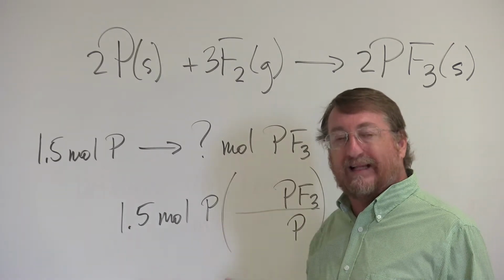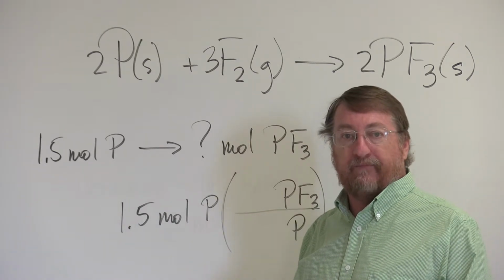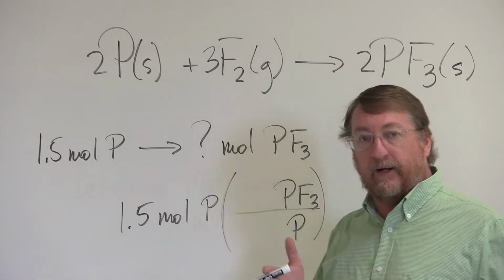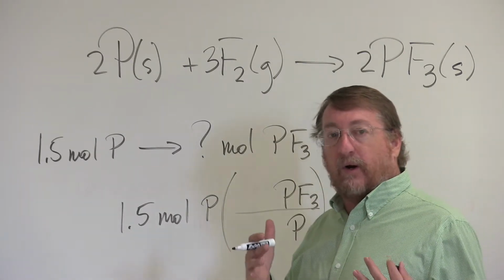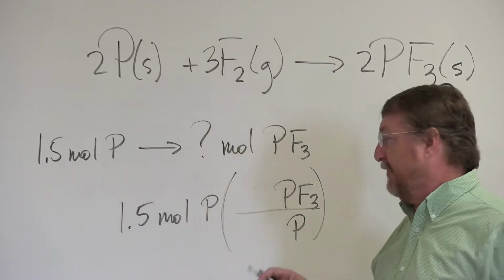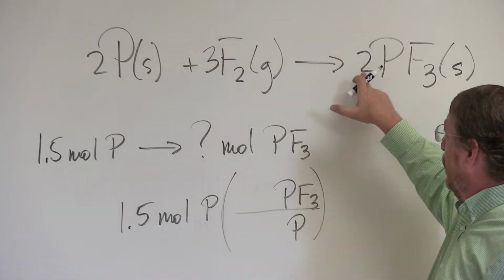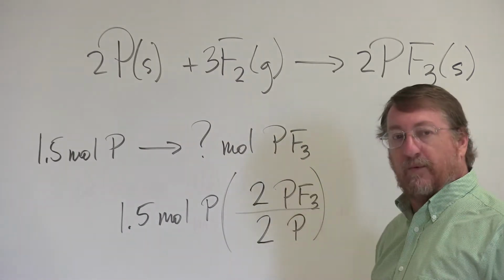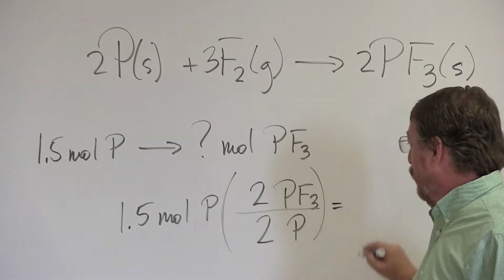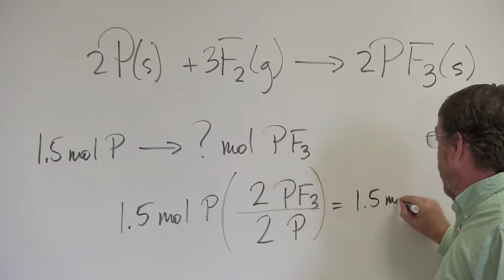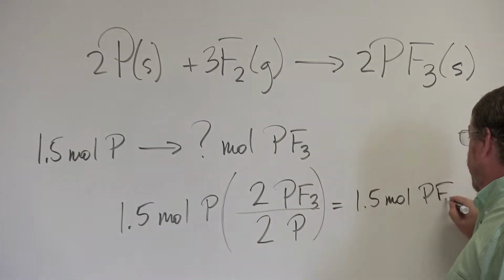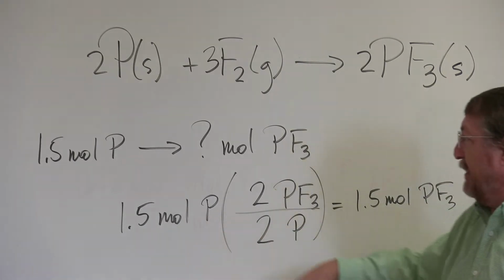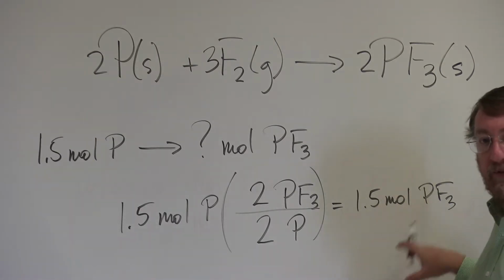A lot of times the problem will say in excess fluorine. That means there's plenty of it available. We don't have to worry about it. We'll talk about it later in a different video about what do we do when we don't have plenty of it available. Okay, so the ratio here is built on the moles. So there's 2 moles of PF3 for every 2 moles of phosphorus. So that means that we're going to produce 1.5 moles of PF3. Okay, so 1.5 moles of phosphorus produces 1.5 moles of PF3.